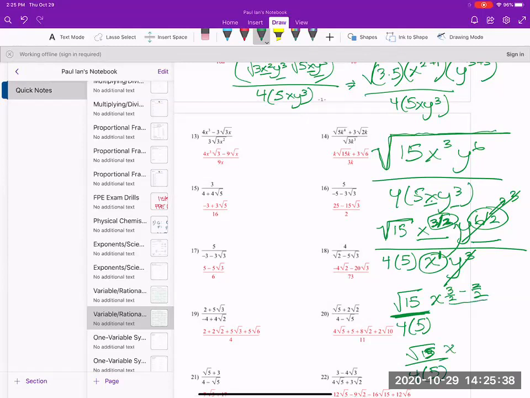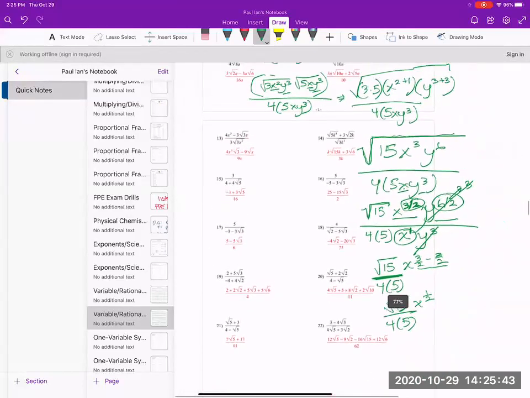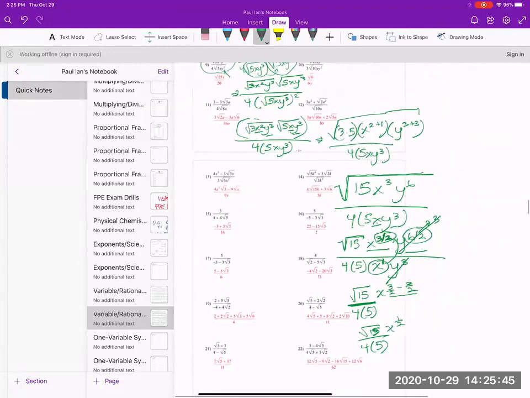What is this guy? This is 1/2, right? Yeah, 1/2. Okay, so what is 1/2? X to the 1/2. Is that a square root? Yeah, it's half of x. So it's 15 times the square root of x, right?